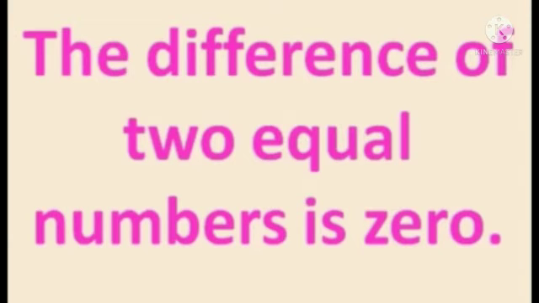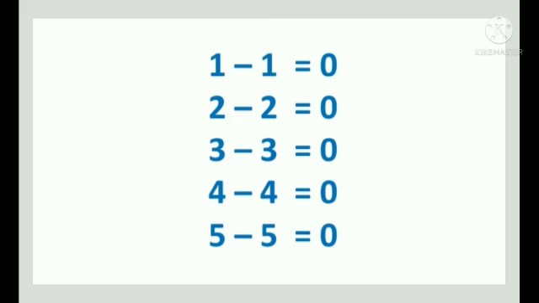Now you will learn the difference of two equal numbers is 0. For example, 1 minus 1 equals to 0. 2 minus 2 equals to 0. 3 minus 3 equals to 0. 4 minus 4 equals to 0. 5 minus 5 equals to 0.